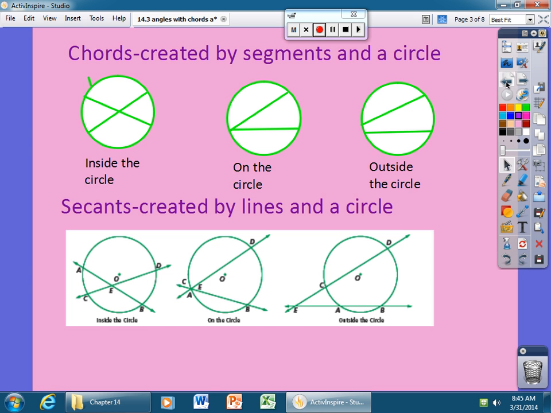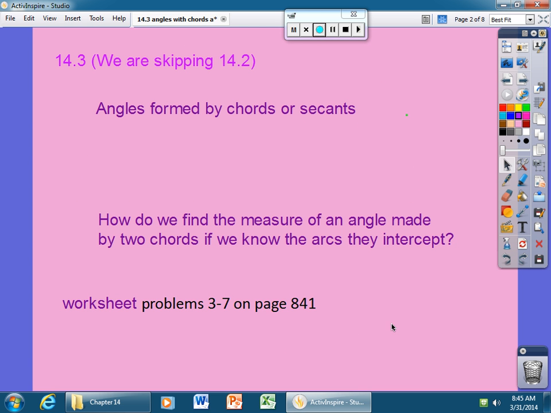So now what I'd like for you to do is go to page 841, do problems 3 through 7.